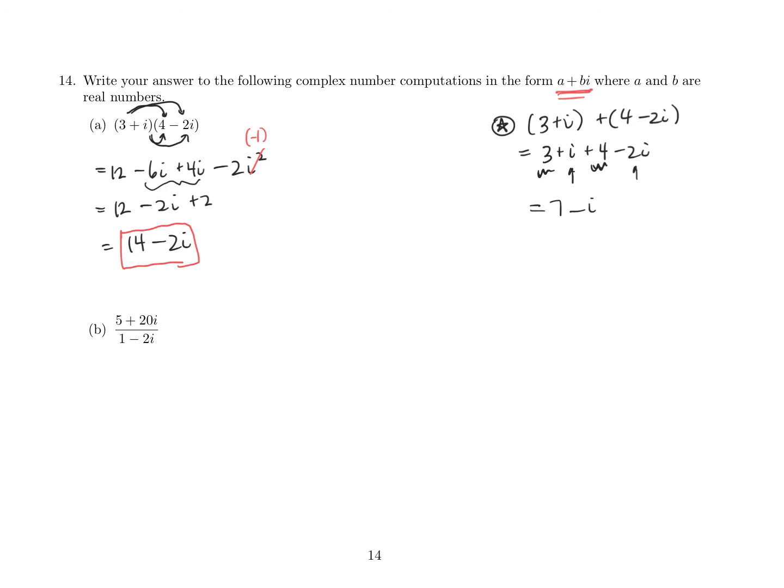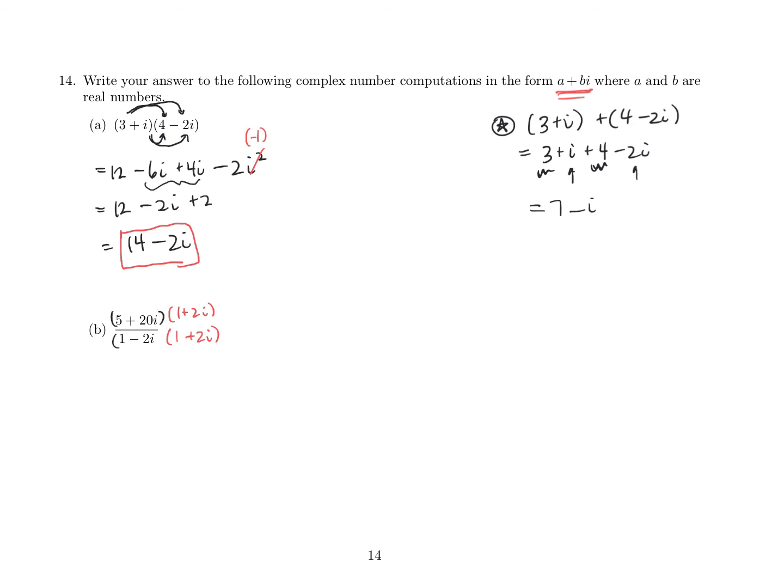So for part B, we are going to be dividing this, and really what we're trying to do is get rid of the I on the bottom. To do that, when you have two terms here, you have a real and imaginary part, you multiply by the complex conjugate. That means it's the same two terms, but a different sign in the middle. So if you have 1 minus 2i, you're going to multiply by 1 plus 2i.